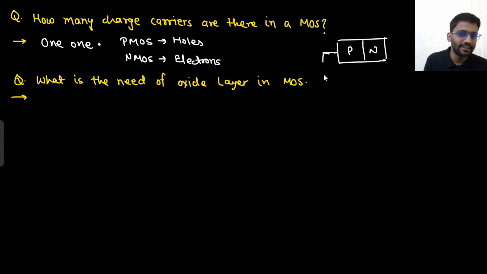But when we studied the PN junction diode, the current was generated because of both. Holes were going this way and electrons were going that way. So the current was generated because of both. But here the current is generated because of electrons only or holes only.